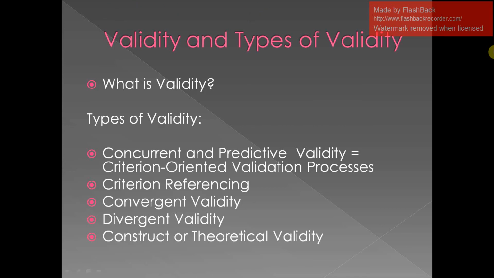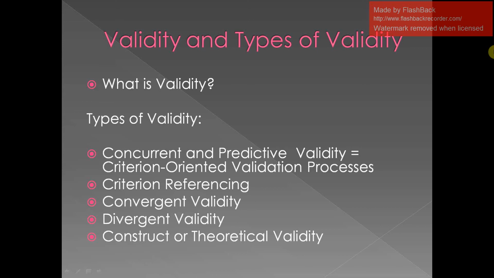Validity and types of validity. So what is validity? Validity is the test's ability to measure what it claims to measure. So a measure has face validity if, to the test taker, the test appears to measure what it aims to, the superficial appropriateness of the test. So it looks at whether the test appears to test what it aims to test, basically.